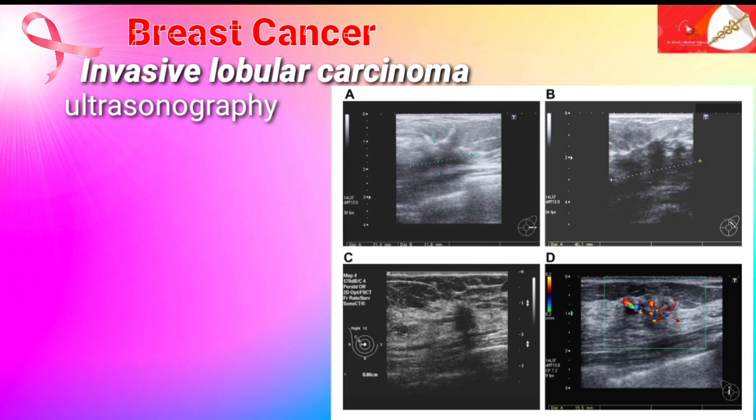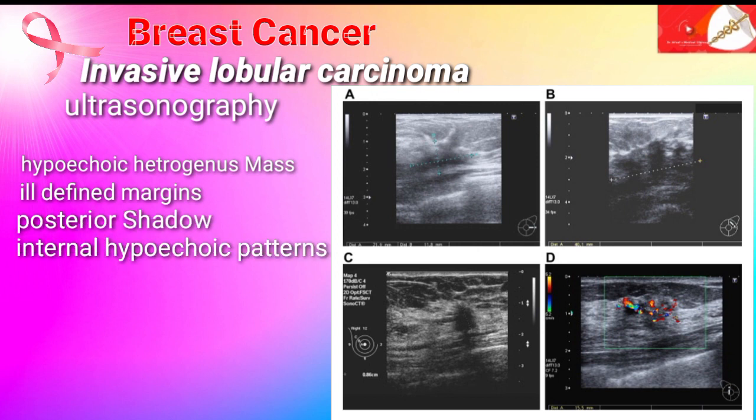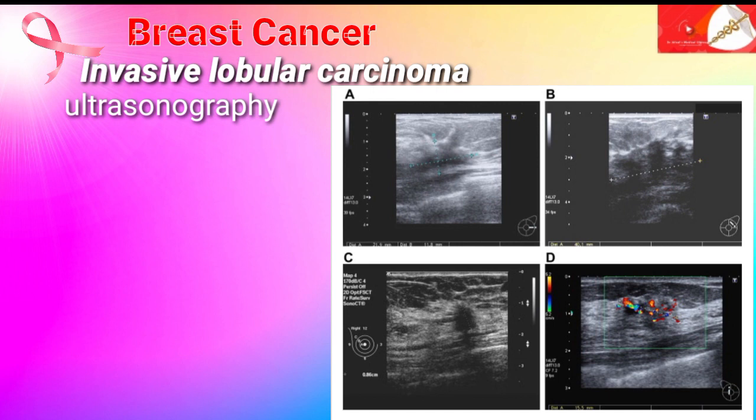On ultrasonography of invasive lobular carcinoma, 60% of lesions exhibit typical features of malignancy and present as a hypoechoic heterogeneous mass with ill-defined margins and posterior acoustic shadowing. Internal hypoechoic patterns are more marked and commonly seen. In these four different ultrasonographic images of invasive lobular carcinoma, you can see hypoechoic, irregular, spiculated lesions with posterior acoustic shadowing. The tumor in the image was almost isoechoic to normal fibroglandular breast tissue, but shows multiple pathological Doppler signals due to extensive neovascularization.